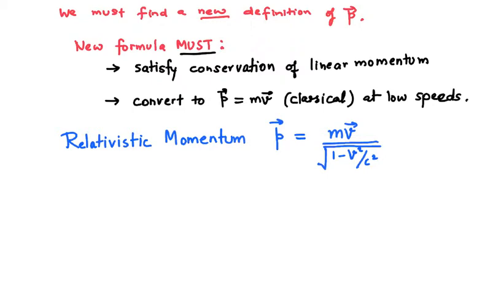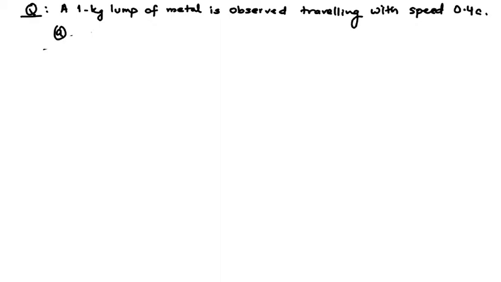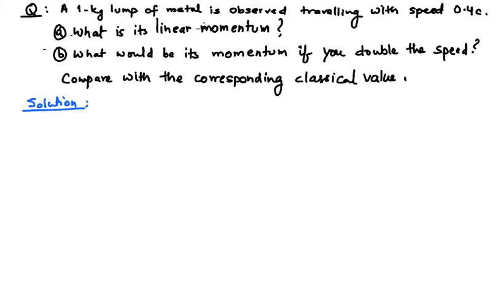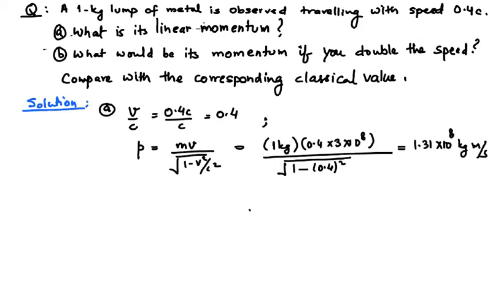Now if you double the speed, where the v by c ratio is now 0.8, notice that linear momentum does not simply double. But if you calculate using the same formula, you will get the linear momentum. Notice this is more than 3 times the previous value. So linear momentum is not directly proportional to v as in the classical case, but relativistic linear momentum has a different formula given here, which does not have a linear relationship with velocity v.